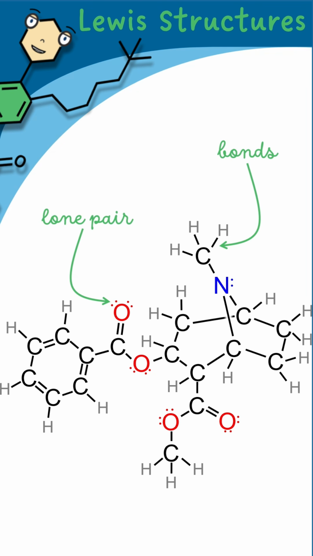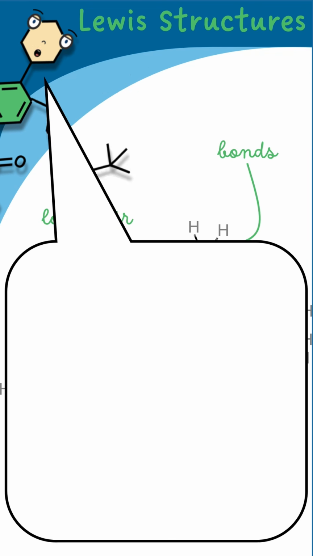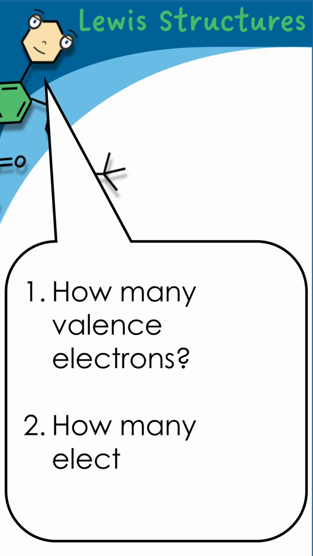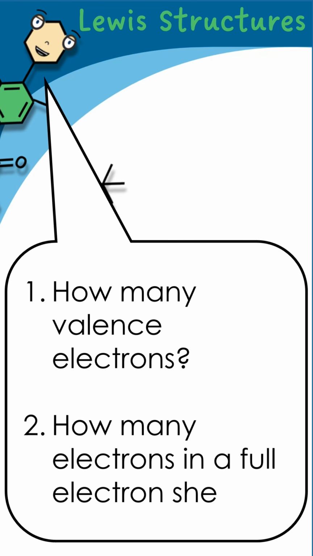Now, if you want to be able to write the Lewis structure of a given molecular formula, you have to be able to answer the following questions. How many valence electrons does each atom have? And what is the full electron shell for each atom?